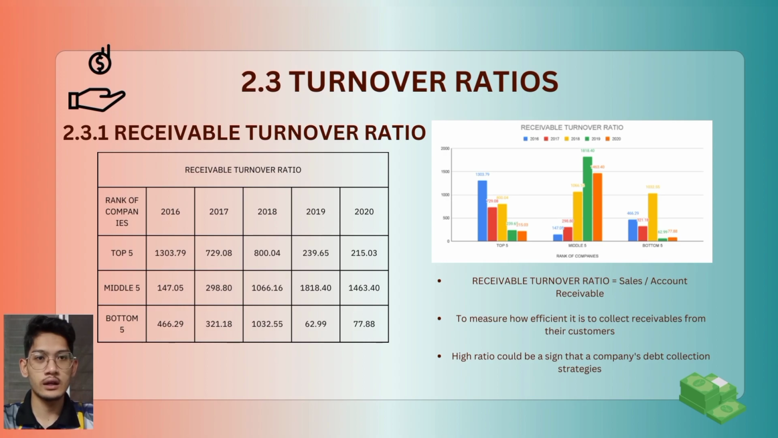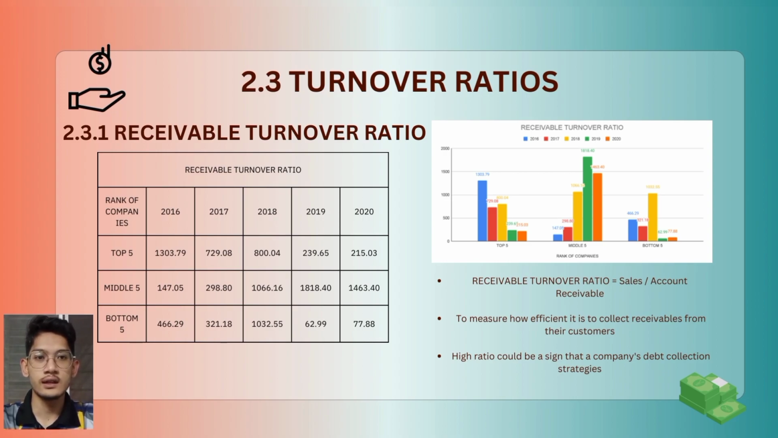Next, I would like to talk about turnover ratios, the first one being the receivable turnover ratio. The accounts receivable turnover ratio is a calculation used by companies to measure how efficiently they collect receivables from their customers. The ratio counts the number of times in a certain time frame that receivables are converted to cash. A high ratio could be a sign that a company's collection strategies are effective and that its customers are trustworthy and prompt with their payment. The formula for receivable turnover ratio is sales over accounts receivable.